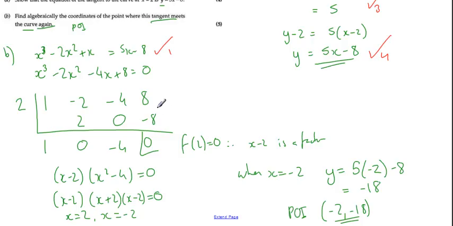Okay, running it through gets you the second mark. Third mark for taking it out of the synthetic division, fourth mark for solving for x, and then the fifth mark for putting it back in to get your coordinate.